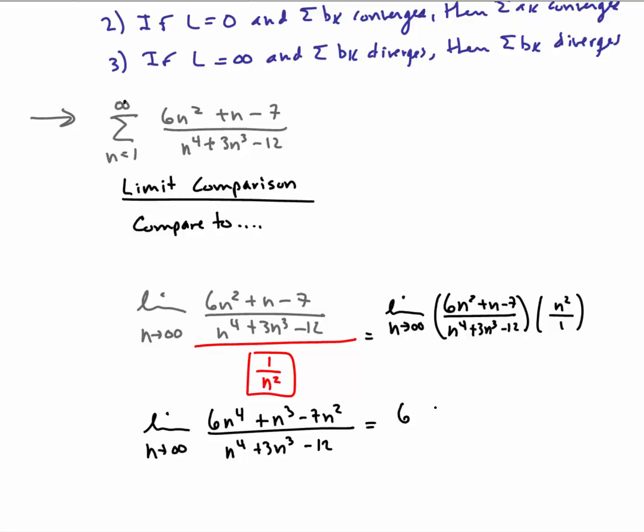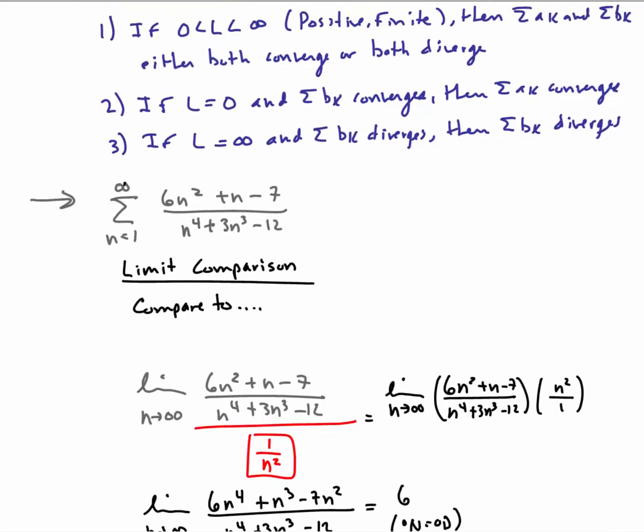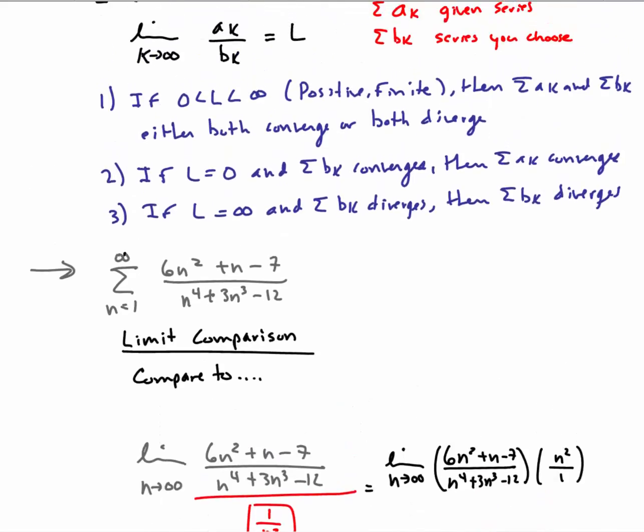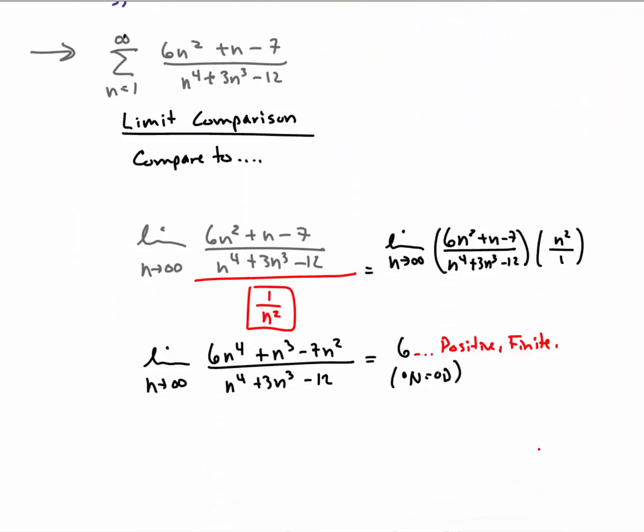So this limit is equal to 6, and the question is, okay, well, why? Make sure you justify that, because the degree in the numerator and the degree in the denominator are the same. Now 6 is not equal to infinity or 0. 6 is between 0 and infinity. So what I want to say here are these two words: it's positive and it's finite. And because it's positive and finite, they either both converge or both diverge.